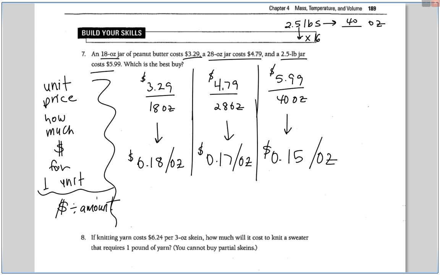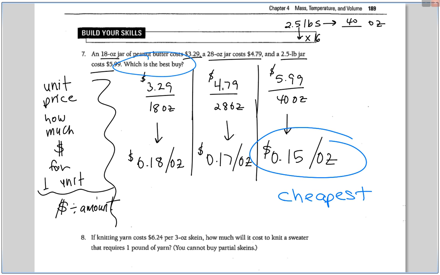Well, the best buy would be, in their eyes, the cheapest. Which is the best buy? Just choose the cheapest option. Now you might love this type of peanut butter right there, so you're like, well, it's only 3 extra cents per ounce, so I'll probably just get the peanut butter that I love.